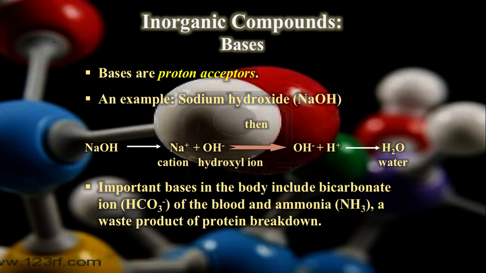Important bases in the body are bicarbonate ion. We will spend a lot of time with our bicarbonate ion when we get to the respiratory system, and when we get to the circulatory system, and when we get to the renal system. So bicarbonate is a buffer. It helps maintain pH in the body. So we are going to spend a lot of time talking about how he does his job.